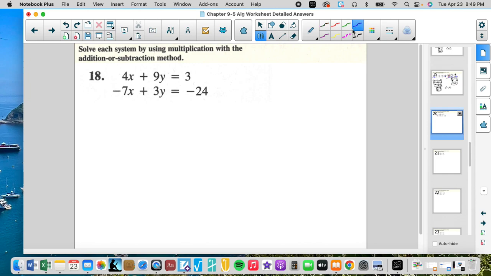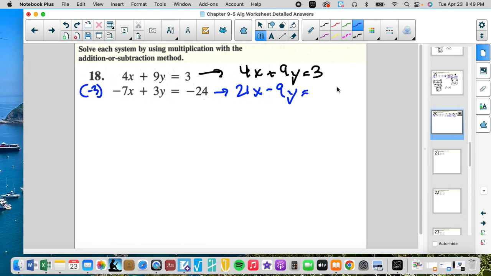Nope, I can still, you see, I'm going to fight it the whole way. I'm going to fight it until they absolutely make me do it. That is positive 21x minus 9y equals, ooh, that's a big number, 72.